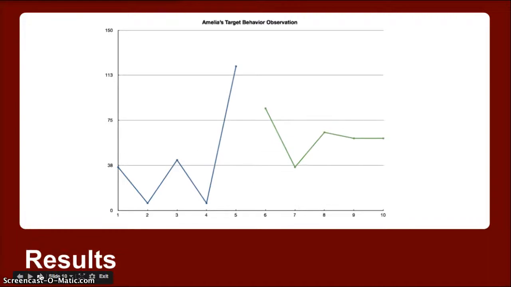The results of our intervention here are shown. The blue line is the baseline data that we observed before the intervention, and then the green line is what we observed after the intervention for when Andrea did have the ball in her hands.